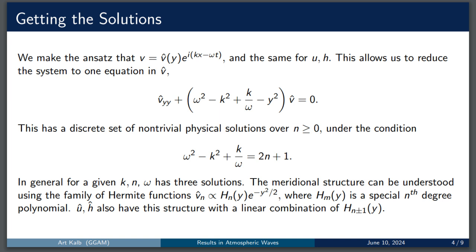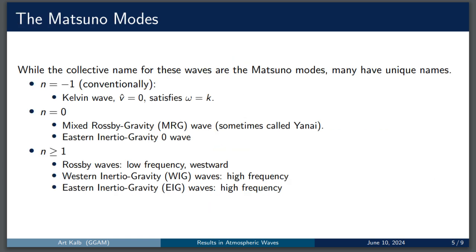This condition depends on a non-negative integer, and generally, for a fixed k and n, there are three valid omega solutions. If the condition is satisfied, u, v, and h will have the meridional structure of a Hermite function, which is a class of polynomials times a bell curve e to the negative y squared on 2. This means that the waves are trapped at and around the equator. Collectively, these solutions are called the Matsuno modes, but they have many unique names to distinguish their unique properties.